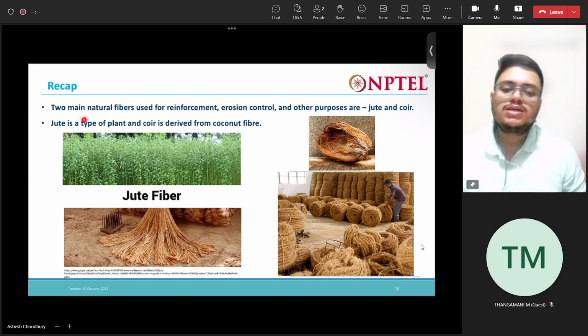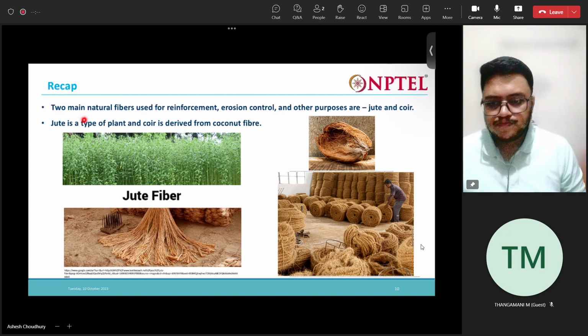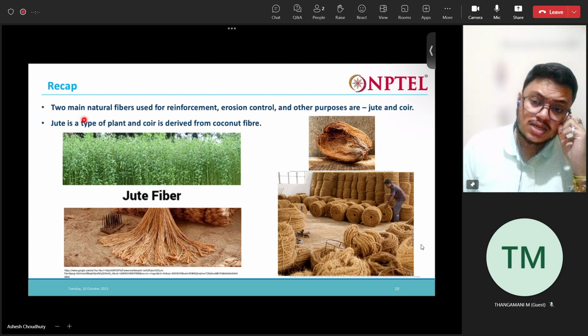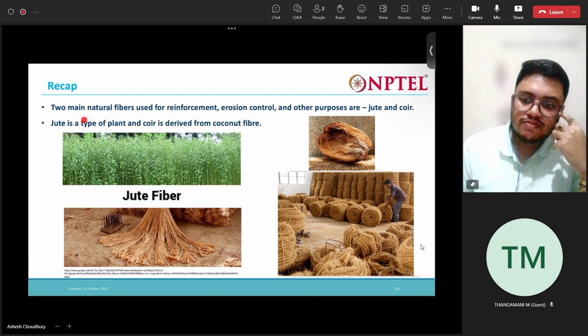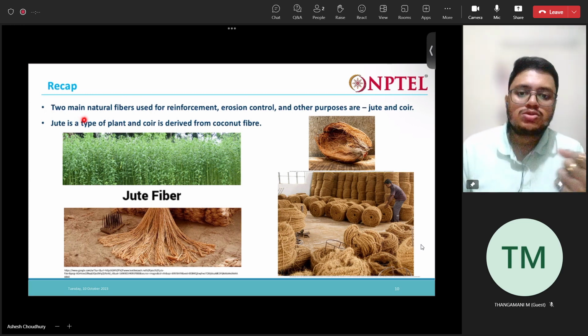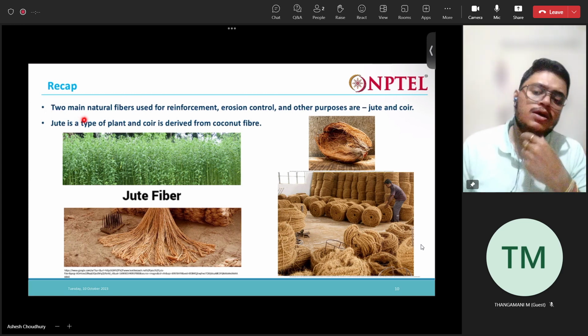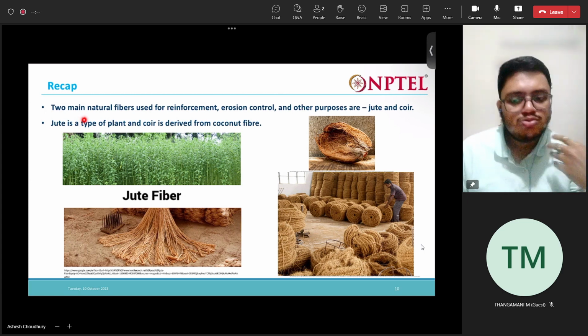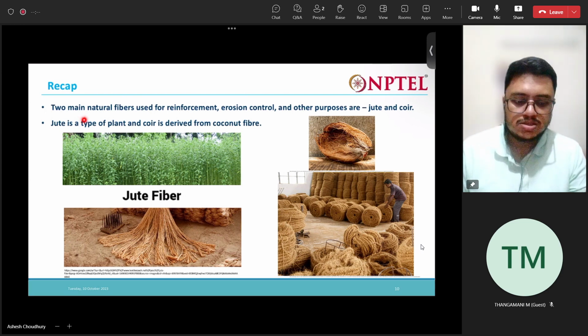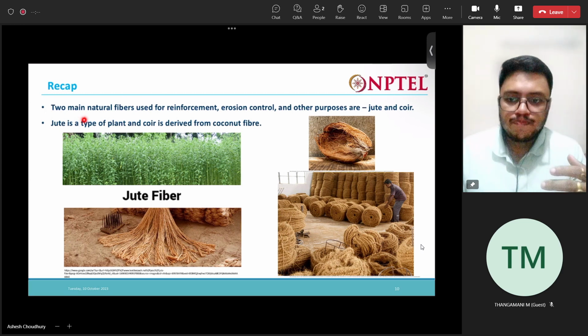Jute fiber is very common. Jute ropes are used extensively everywhere, for all purposes. Then jute bags are used, and nowadays very stylish jute handbags are also available. So jute has a huge number of uses. We also have the National Jute Board in India, which is promoting the use of jute fiber as geosynthetic.